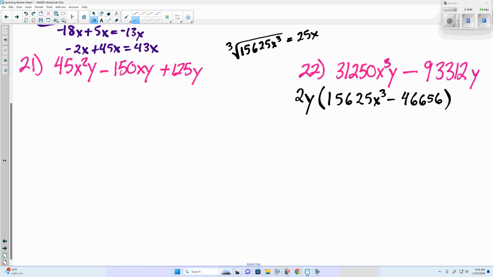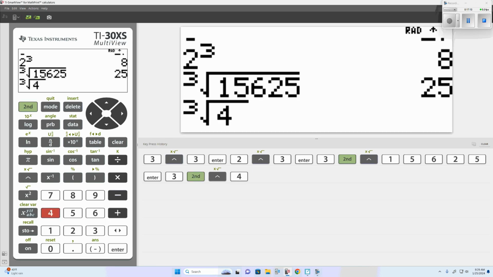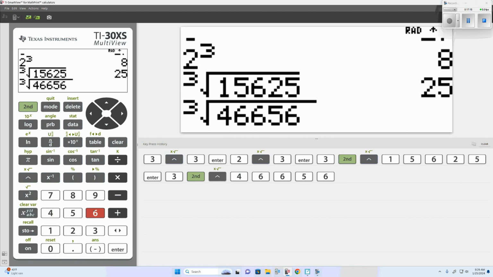But again, at that point, I would not stress over it, because getting it factored is going to be more important if you don't pull out that last greatest common factor. Cubed of what? 46656. Let's try. 46656.